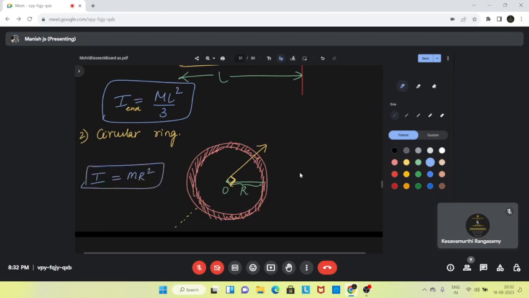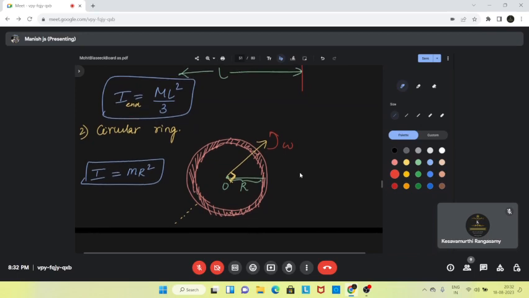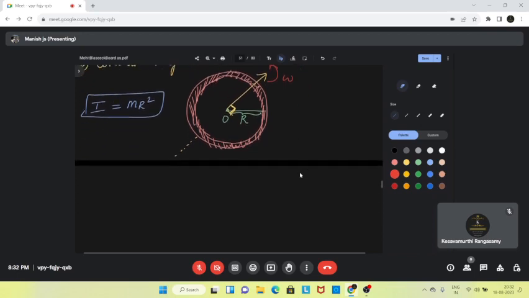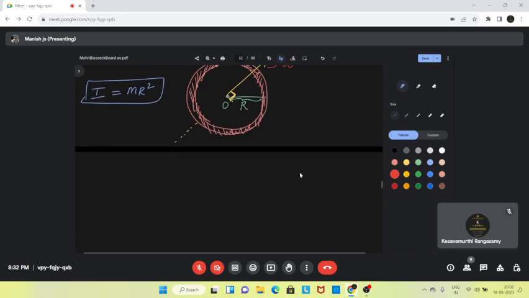Okay, if the axis is going to pass exactly through the center of the ring and the ring is going to rotate with respect to the axis, then it is MR square. Same thing. Now if I'm going to change, again I will show the same ring, and again I will shade it.